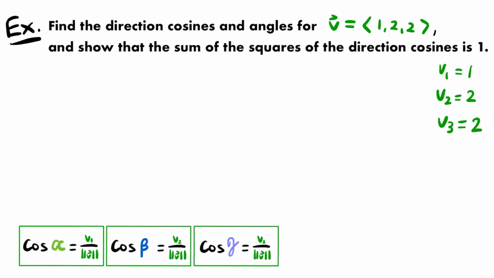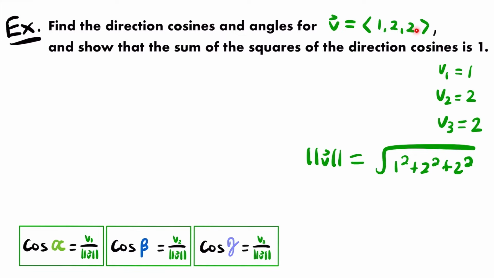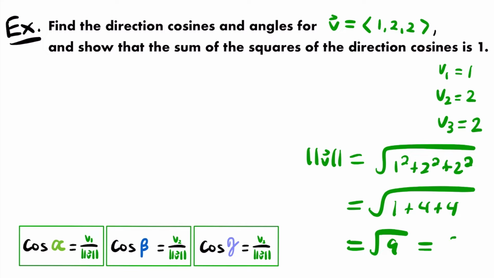Now, the other thing we need in order to calculate these direction cosines is the magnitude of our vector, so let's find that right now. The magnitude of vector v is the square root of the sum of its components squared. So we have 1 squared plus 2 squared plus 2 squared. We take each of those components, square them, and add them together. 1 squared is 1 and 2 squared is 4, so this is the square root of 1 plus 4 plus 4. 1 plus 4 is 5, plus 4 is 9, so this is the square root of 9, which is 3. So the magnitude of vector v is 3.